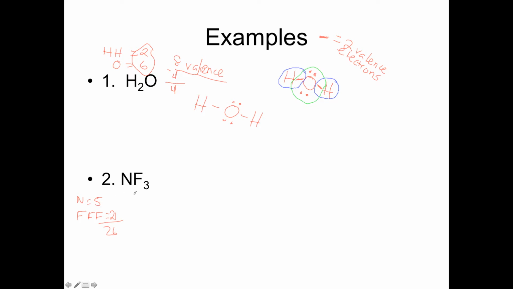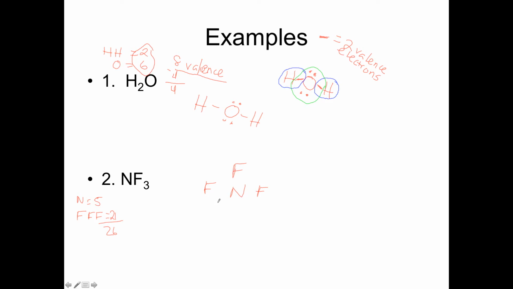I'm going to decide which element is going to go in the center. I'm going to pick N because that's the fewest number in the formula. So I'm going to draw my N, and then I'm going to draw my F's all around it. I can decide wherever I want to put my F's. I'll put maybe one F here, one F on the top, and then I'll put my third F over here.